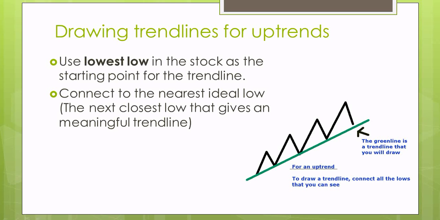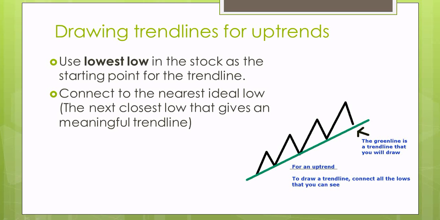a meaningful trend line. Now, I'm going to explain what a meaningful trend line is and how to find an ideal low in a while later. I'll also be doing a demonstration on how this can be done. After you've connected to your nearest ideal low, you will want to extend your trend line and wait to see if the trend line will be effective in capturing the trend.